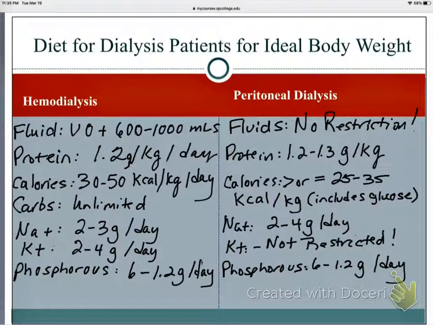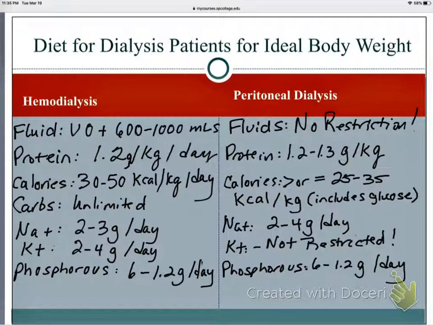Potassium is restricted for hemodialysis. We'll just know that. 2 to 4 grams a day. For peritoneal, it's not restricted. Okay? Phosphorus, 0.6 to 1.2 grams a day. It's pretty much the same, but it is restricted. Okay? So you don't want to give them too much.